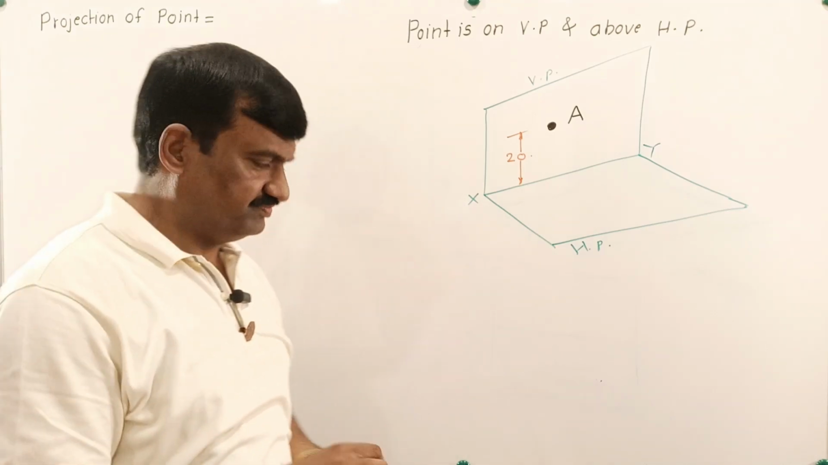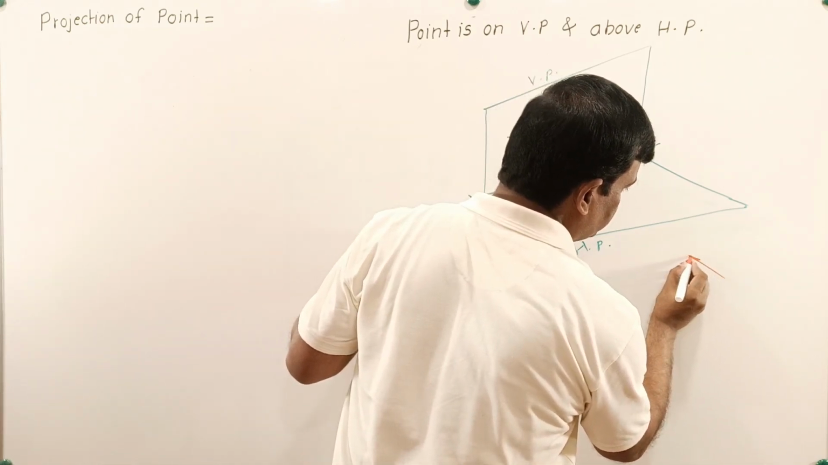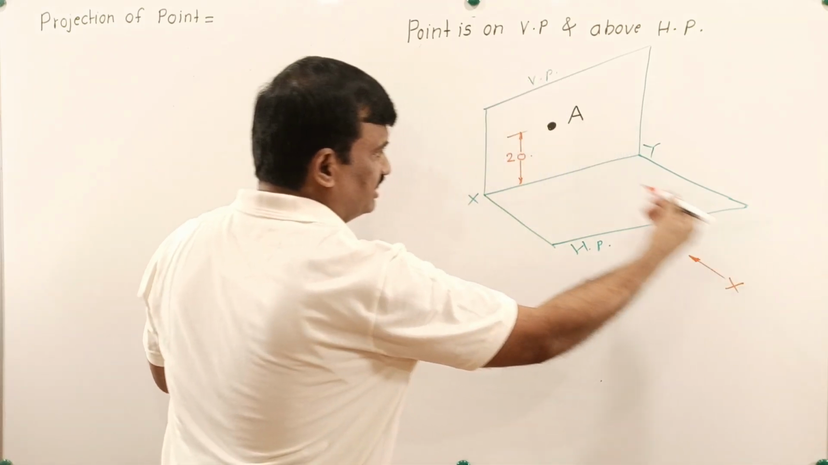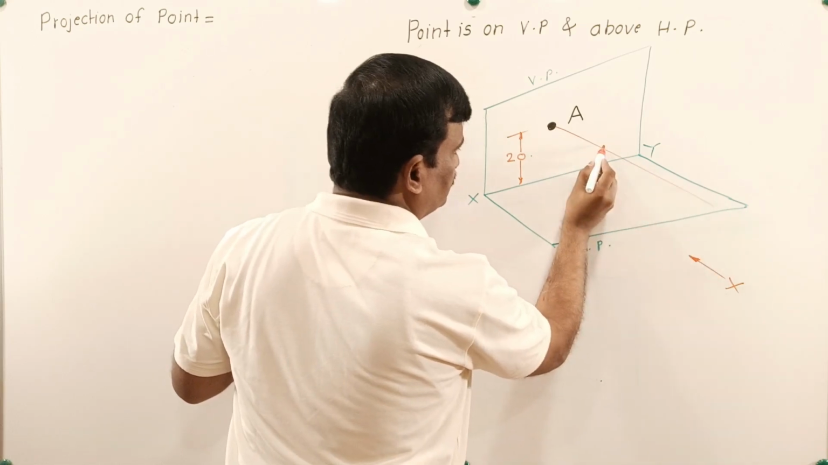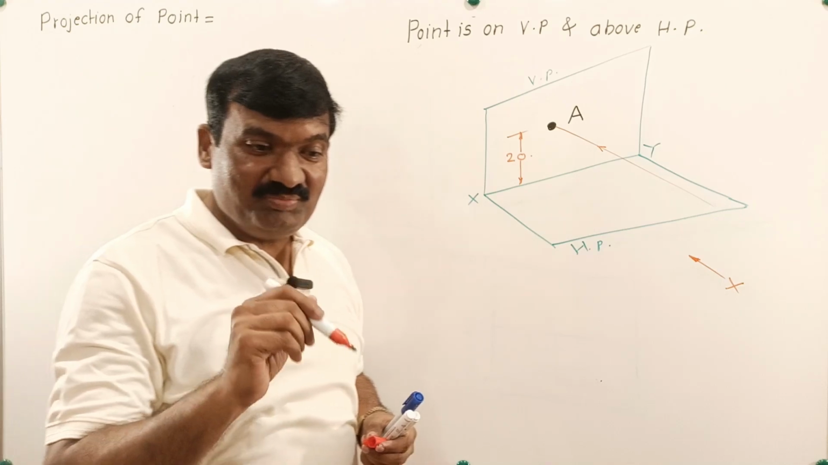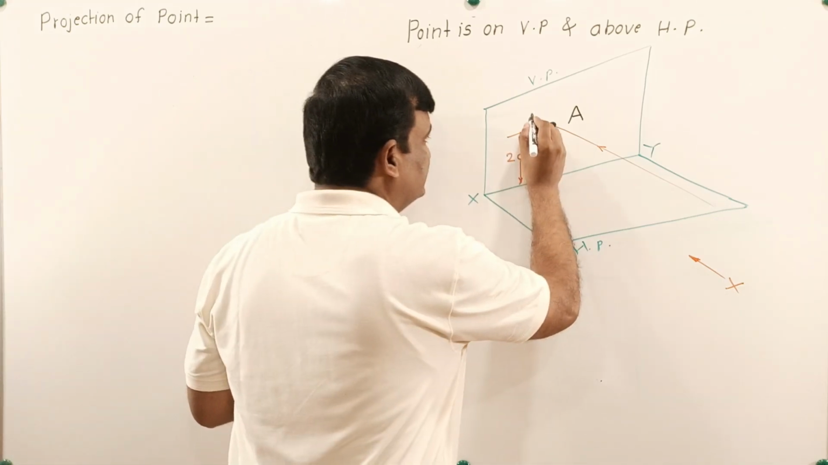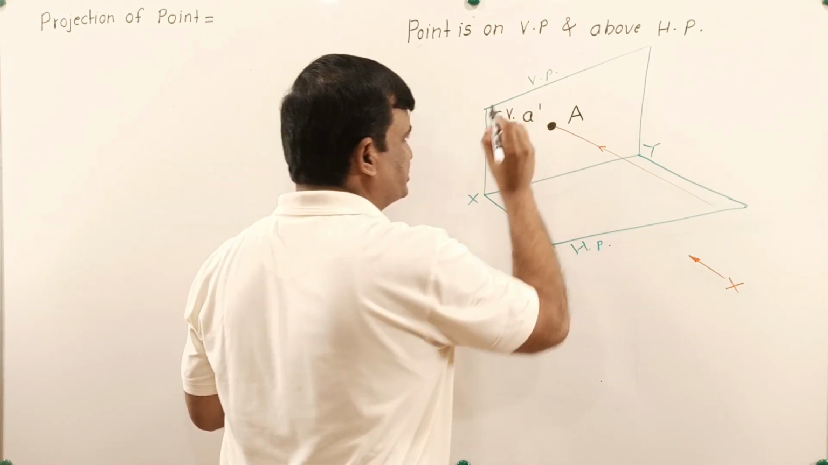Draw its projection. Again, this is the direction of the observer. We are using the first angle method of projection. It is orthographic projection. Again, a single projector is sufficient to draw its front view. So only one projector will come from here, and the point is on VP, on the surface of VP. So the same point is the front view: front view, a small letter with dash.